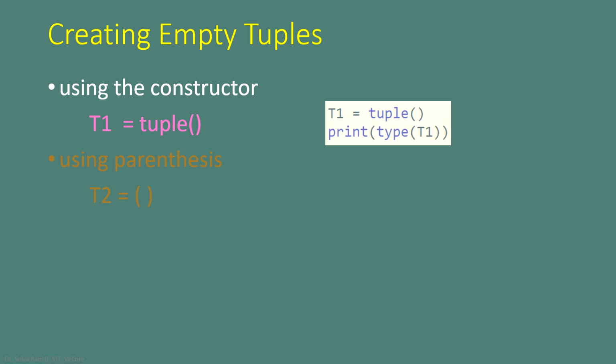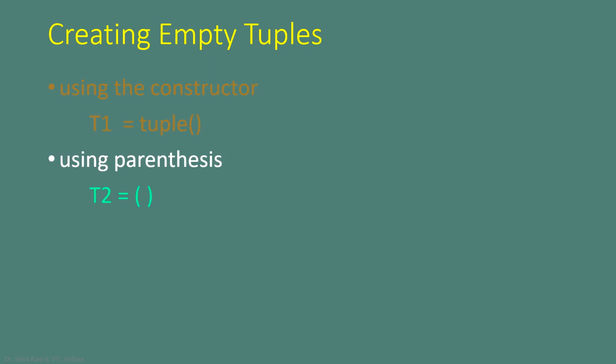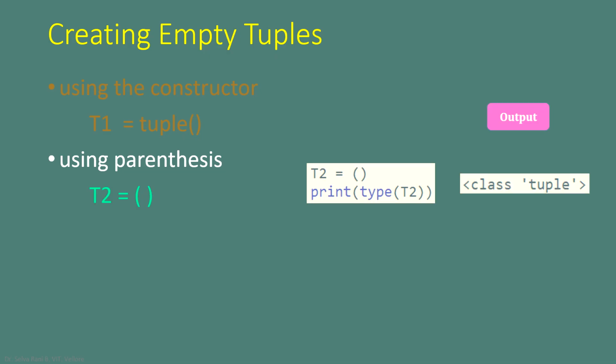Let's take an example. T1 is equal to the tuple constructor, and if we display the type of T1, we'll be getting the result as class tuple. It means that T1 is a tuple, which is an object belonging to the class tuple. The second method is using parentheses. T2 is equal to an empty pair of parentheses will create an empty tuple. If we display the type of T2, we will be getting class tuple.